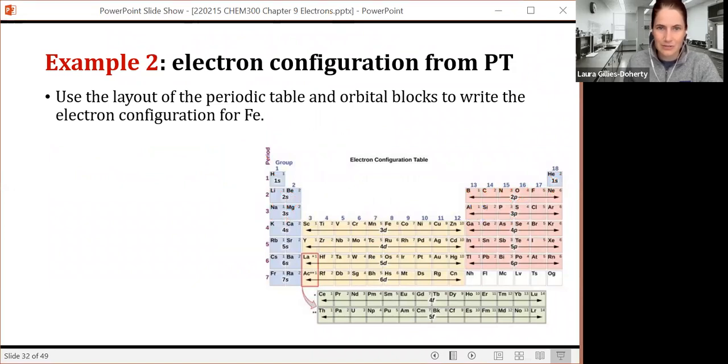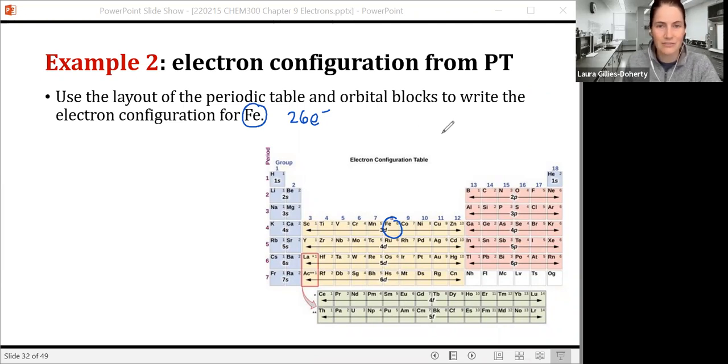This is example 2. Let's use the periodic table and write the electron configuration for iron. So we need to figure out first how many electrons iron has. It's down here, this is our target, and it's going to have 26 electrons. It's atomic number 26, so when we have a neutral atom of iron, it's going to have 26 electrons.